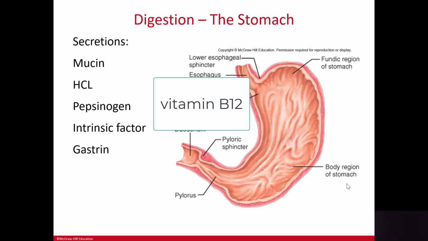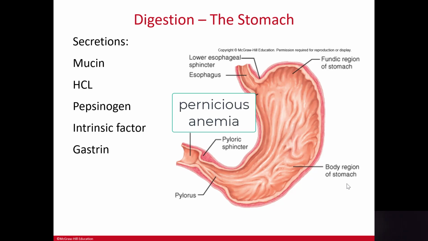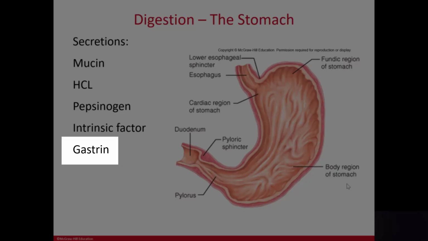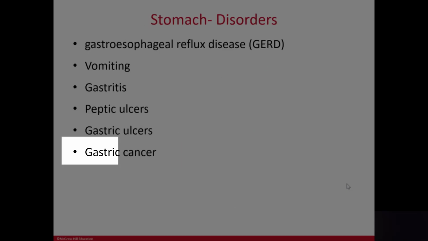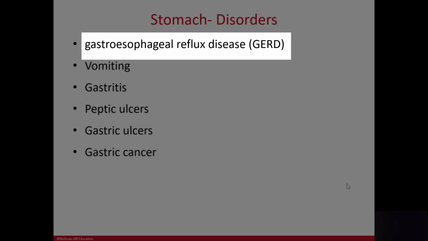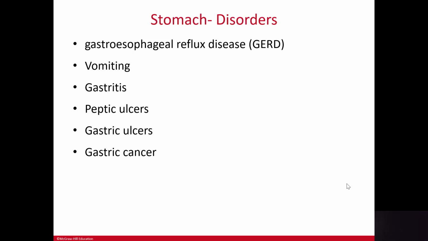And there's several chemical messengers in the stomach. One of those chemical messengers is gastrin, and gastrin stimulates the production of hydrochloric acid and pepsinogen by the stomach and stimulates peristaltic contractions. There's many disorders that can occur in the stomach. Here's a few. We talked about gastroesophageal reflux disease, or GERD, in the last video. GERD can affect the esophagus because stomach acids can reflux or backwash up into the esophagus.